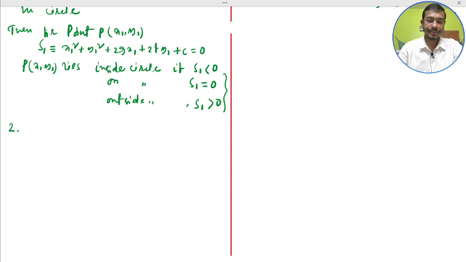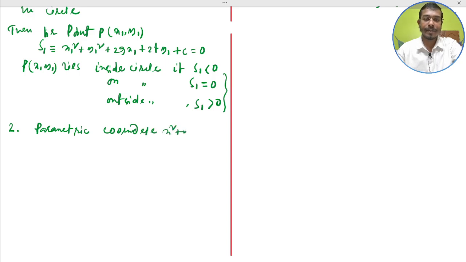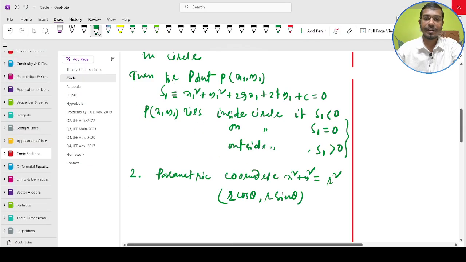Next one, very important: parametric coordinates of a circle x square plus y square equal to r square. This is r cos theta and r sin theta, because this point (x, y) satisfies the equation x square plus y square equal to r square.